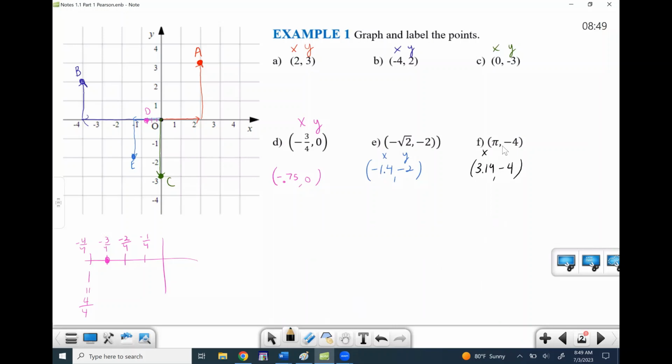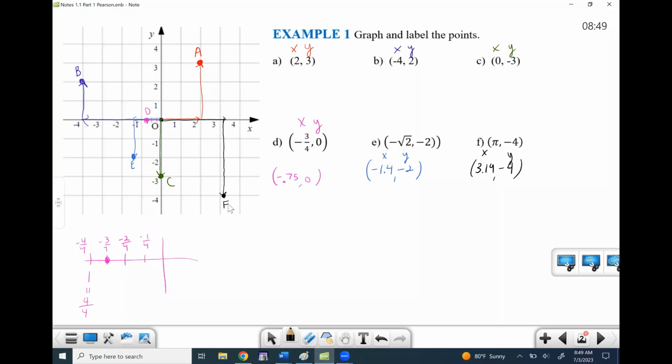So we're going to x comma y. We're going to go to the right since it's positive, 3.14. So maybe like right here, you guys. Something like that. And then we'll go down 4 from there. So 1, 2, 3, 4. We should be right here for point F, okay?